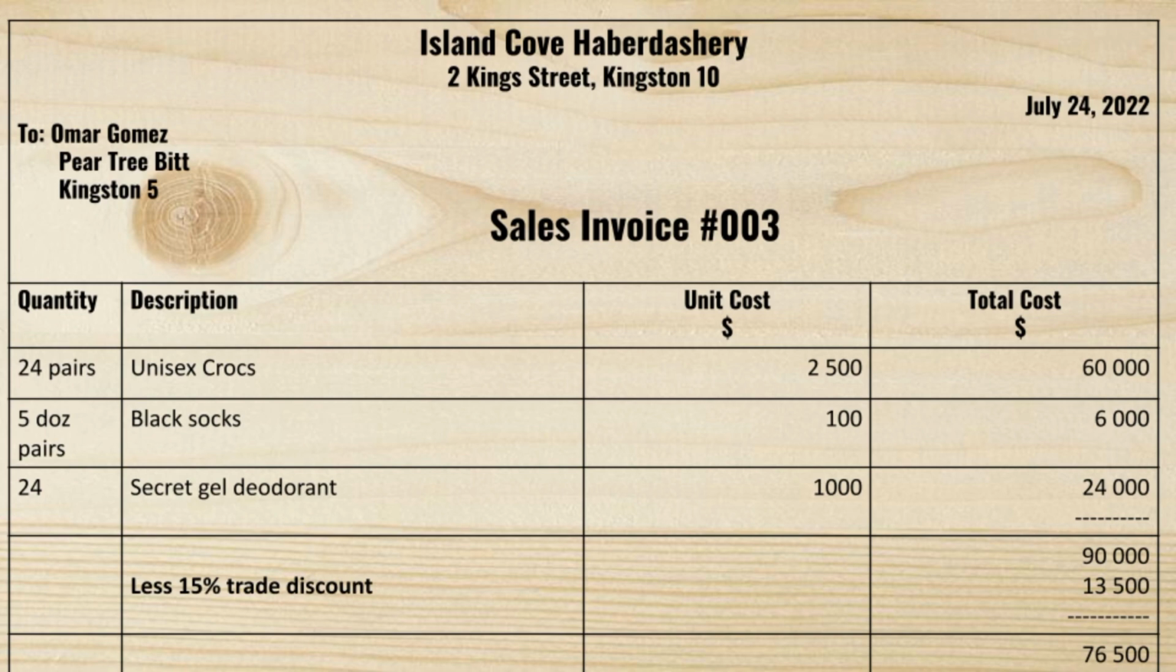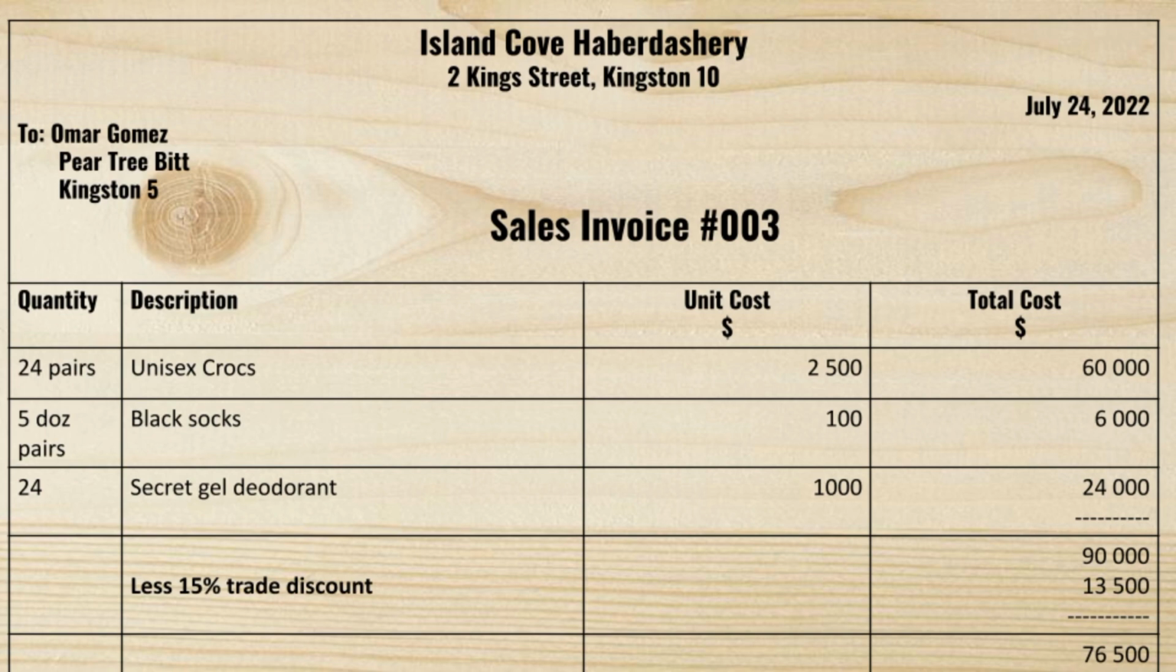The name at the top of the document for the seller is Island Cove Haberdashery, and the address is 2 King Street, Kingston 10. The date is July 24, 2022. The customer, Omar Gomez, Pear Tree Bit, Kingston 5. The name of the document is there, sales invoice, and the unique number, 003. We have columns for quantity, description, unit cost, and total cost. Remember your $ signs. If you have everything so far, good going.